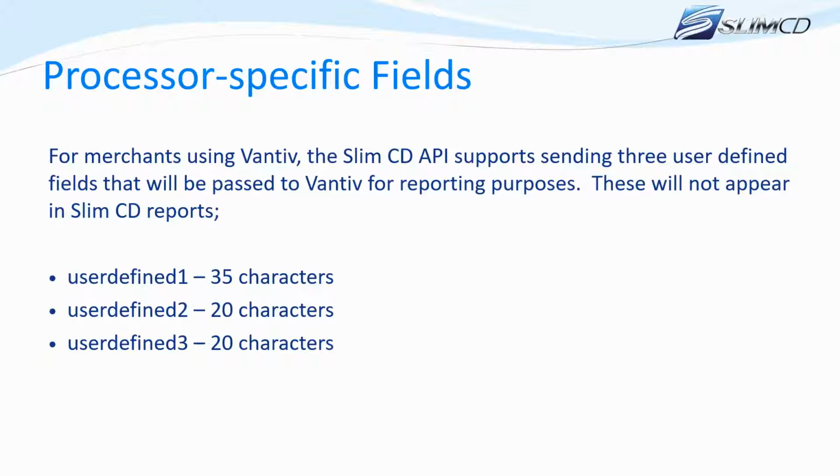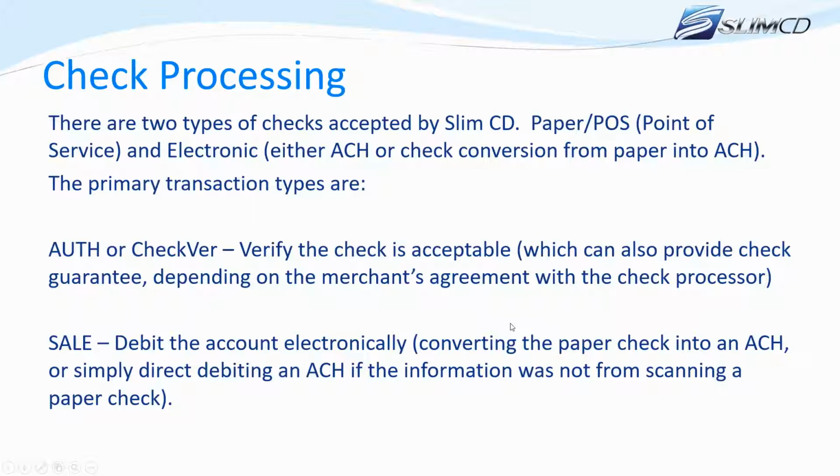Now, some processors have specific fields that can appear on their processing reports. They're user-defined 1, 2, and 3. You can see the sizes. They don't appear anywhere in SlimCD reports, so those just get passed through the processor. Now we're going to move on to check processing.